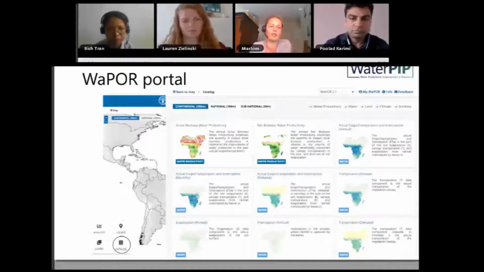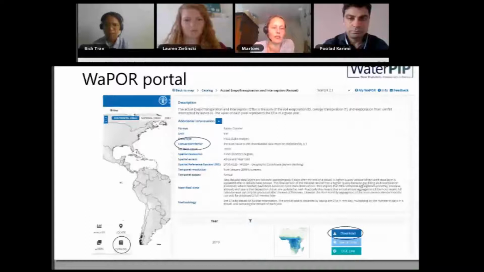In the catalog, you can see all the different layers and a small introduction of what each of these layers stand for. And if you click on one of these layers, you also find much more technical information. And there's also an option to download individual maps. One thing that I also want to point out is that it's always good to read these descriptions to really clearly understand what it is about. And sometimes some of these layers have conversion factors. For instance, the ET layer has a conversion factor of 0.1.